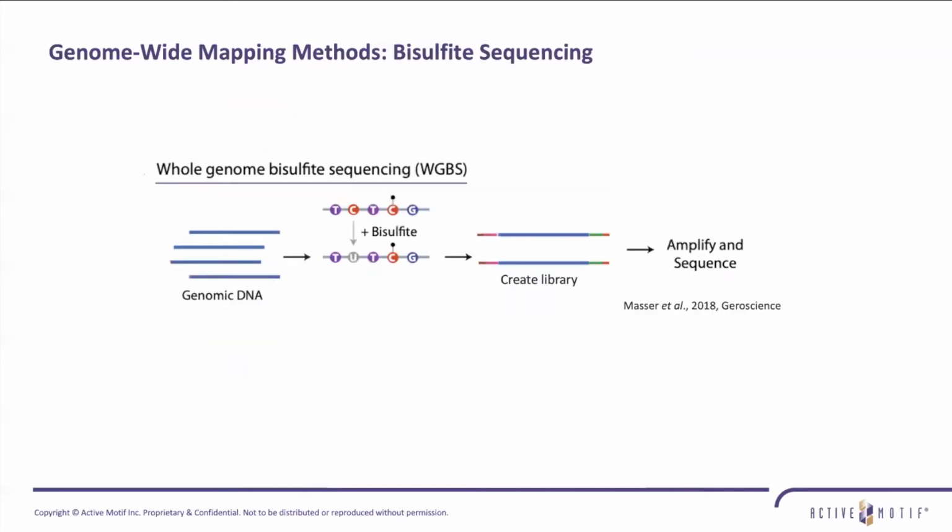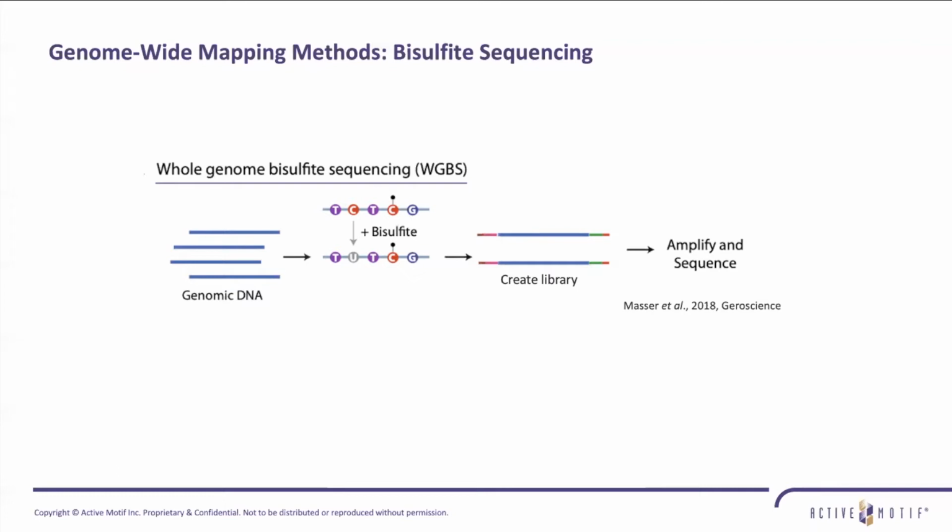Another type of technique to map DNA methylation is called bisulfite sequencing. In this case, instead of being incubated with proteins or antibodies, DNA will be incubated with a chemical, which is sodium bisulfite. The most commonly used technique is called whole genome bisulfite sequencing, or WGBS. In that case, genomic DNA is extracted, and then reacted with sodium bisulfite.